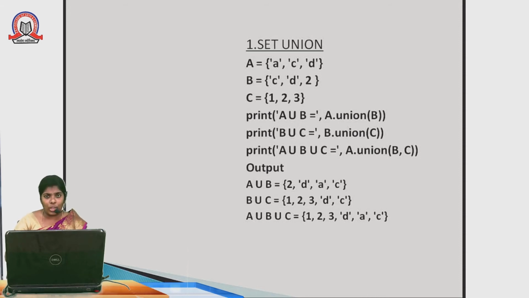Now we are going to combine three sets, A union B, B union C. So we know the concept, there should not be any repetition or any duplicates. So when you are combining you will be getting 1, 2, 3, D, A, C. So no repetition is there. Like that you can union the different sets, not only two sets, more than two sets also you can combine through the union function.